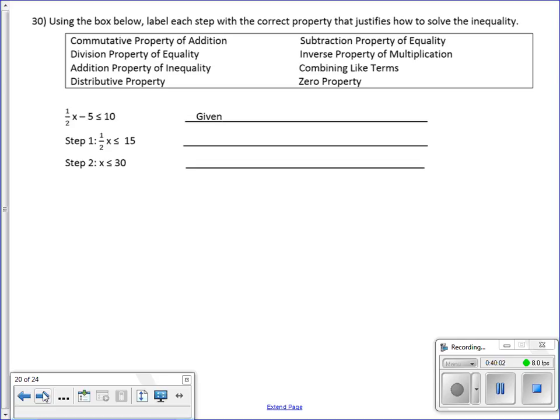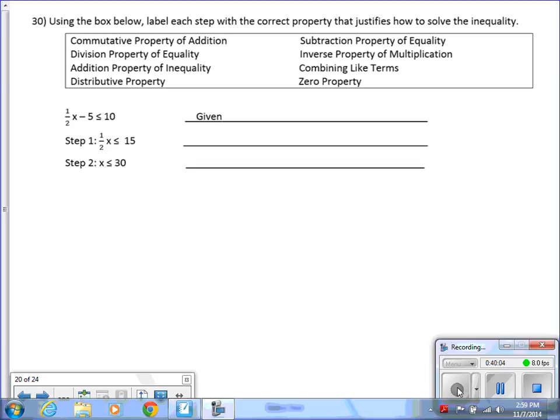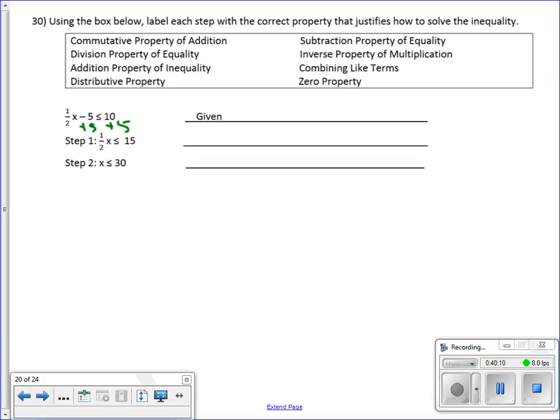Here, the same thing. Let's take a look and see what we're doing with this. Okay, the first part here, we're going to add 5 to both sides. Keep in mind this time we have an inequality, so this is our addition property of inequality. And then we're multiplying both sides by 2 over 1, or by 2. So this is our multiplicative inverse, inverse property of multiplication. There it is up there, inverse property of multiplication. So that's what I would be writing here.